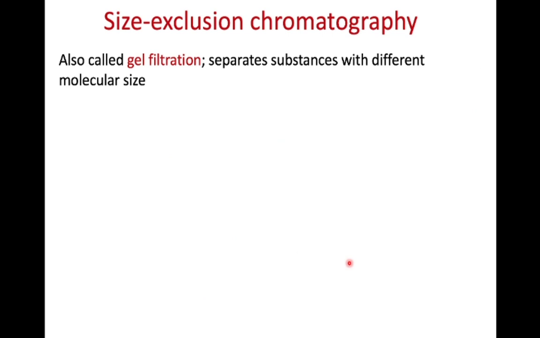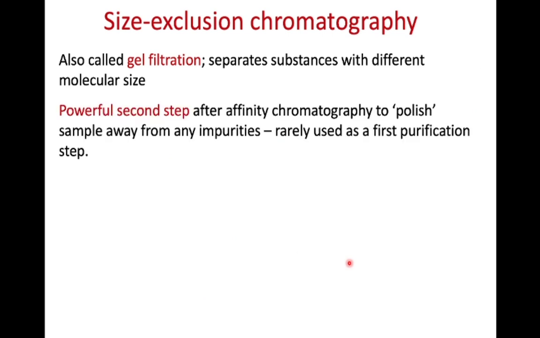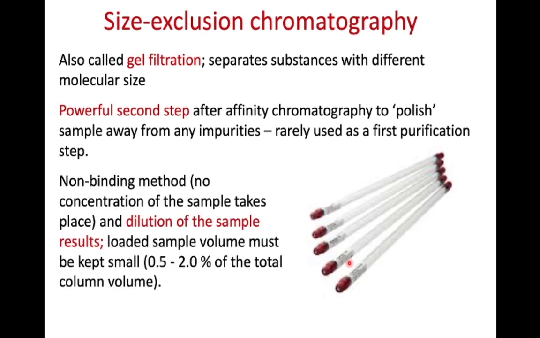Focusing now on size exclusion chromatography. This is also known as gel filtration. It can be used to separate substances with different molecular size, and they can be fractionated by a particular size range. This is to remove all the molecules larger than a particular size from a sample or combination. It's a powerful step because we can use this after affinity chromatography to polish the sample away from any impurities. Rarely we use this as a first purification step.